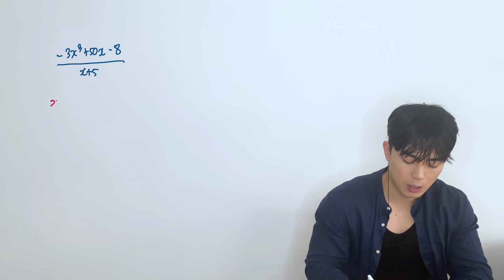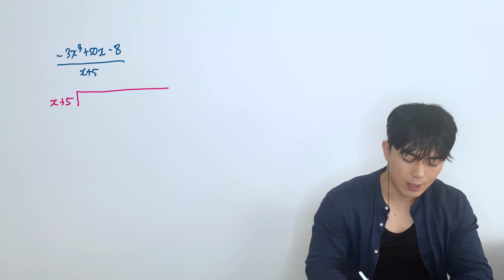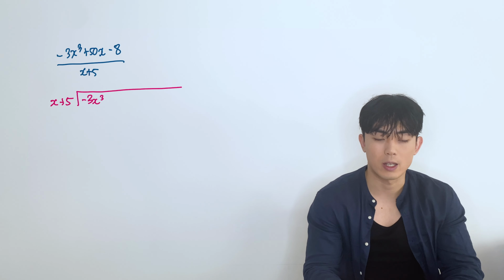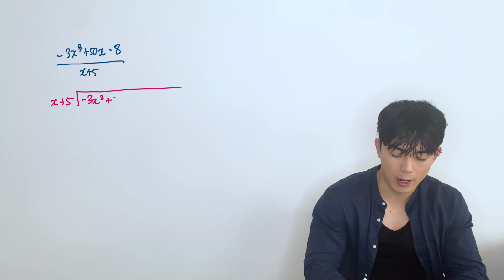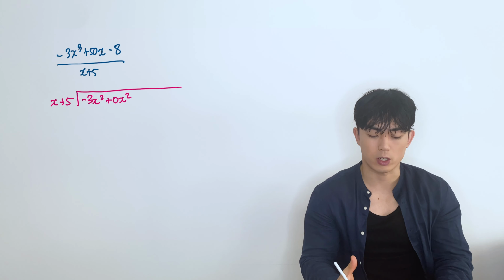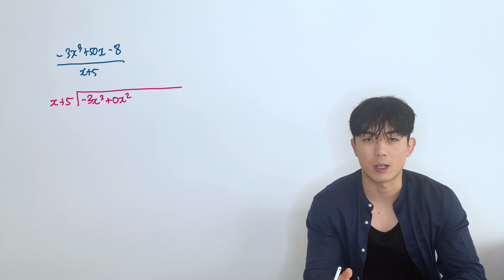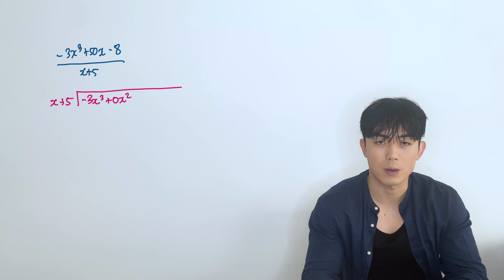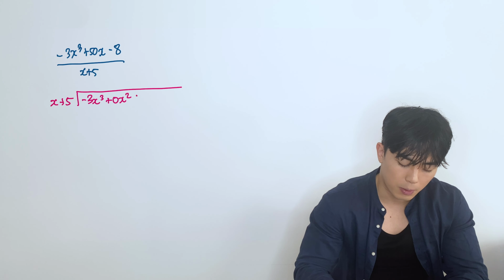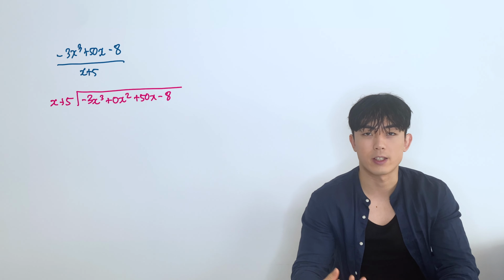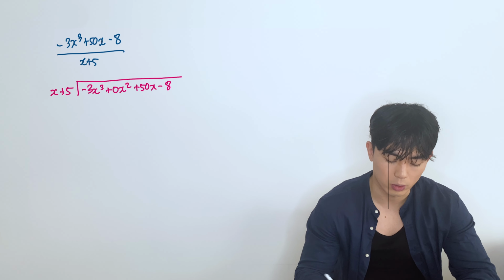So same thing, we do x plus 5, and then we write out the polynomial, so minus 3x cubed, but there's no x squared term, right? But when we're doing this, we have to include the x squared term, and we do that by adding a 0x squared. Okay, so even though there's no x squared term, we have to include this term when doing the division. This is the same thing for all the top stuff. So if there's no x term, then you have to include plus 0x. Okay, it's very, very important we include this. And then plus 50x minus 8. But once we have included this, then the steps are exactly the same as we've been doing before.